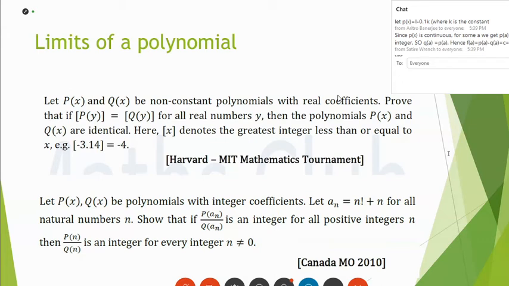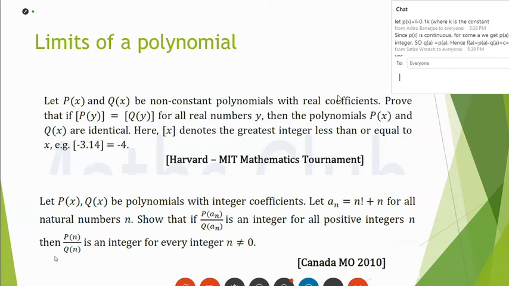You have to assume that p of x is equal to some integer minus 0.1 k. For some integer it will be true, and from there you can do it. So do the proof on your own. Even if this solution is not clear to you, you should be able to do it on your own.